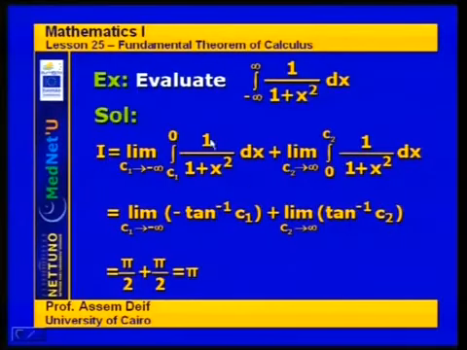It doesn't matter. This is an elementary function in which the antiderivative is directly the arctan of x, and from c1 to 0 you get minus arctan of c1, and the other one is the same thing, arctan of c2. When you take the limit when c1 tends to minus infinity, you get minus minus pi by 2, so you get pi by 2 plus pi by 2, which is pi, and this is the value of your improper integral because it converges.